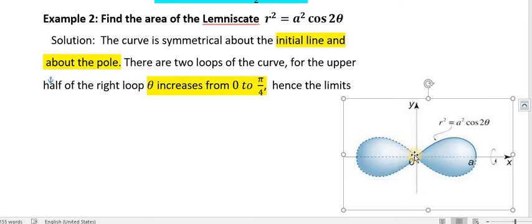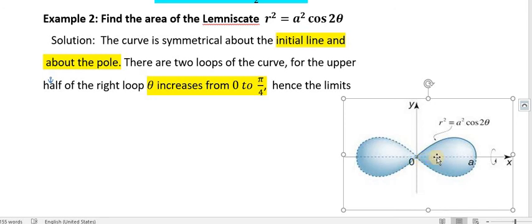See, it is a two-looped curve, and this curve is symmetrical about the initial axis x and also about the pole. So this is the pole, and at the pole also it is symmetrical. Both the loops are symmetrical, meaning both loops are equal, and above the initial line also, whatever the diagram we have, the area of this part is the same as the portion below the x-axis.